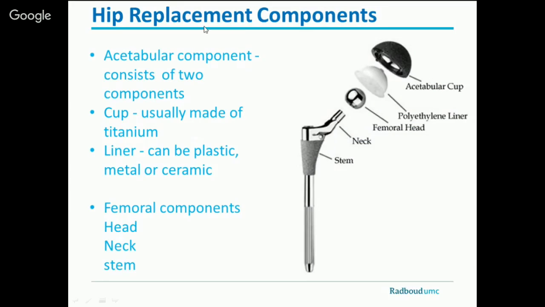So let's look at the hip replacement components. We have an acetabular cup, and in the cup usually we have a polyethylene liner. We have a femoral head, which you can put on the neck, and then we have a stem.